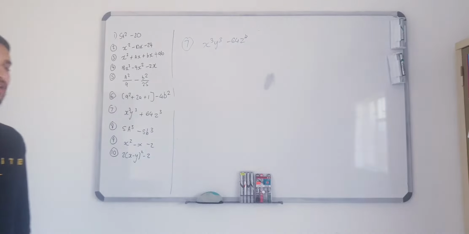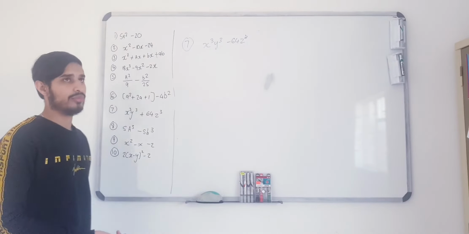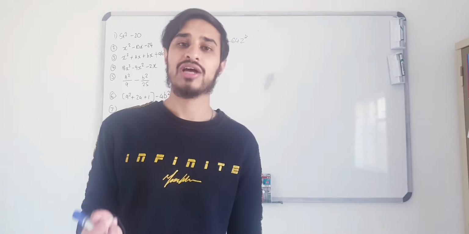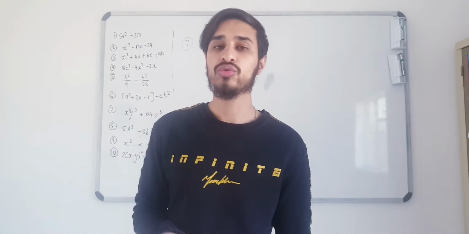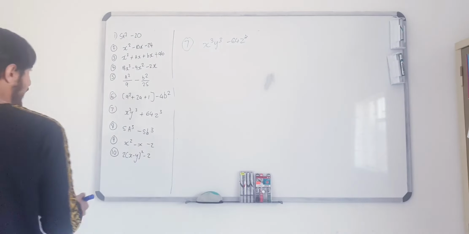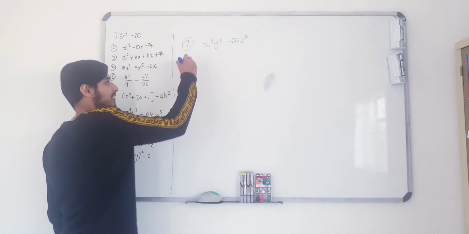Thereafterwards, we move on to the next one. Is it grouping? No, it cannot be grouping. So we come to the last one, sum and difference of two cubes. Now it has to be this here. So what do we do for sum and difference of two cubes?